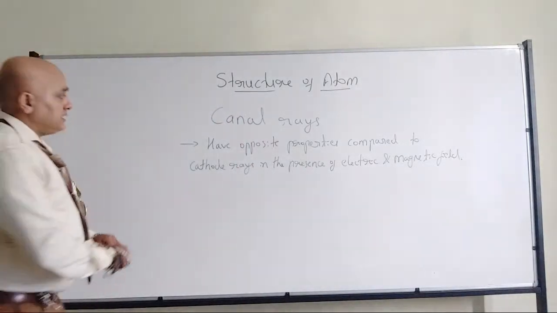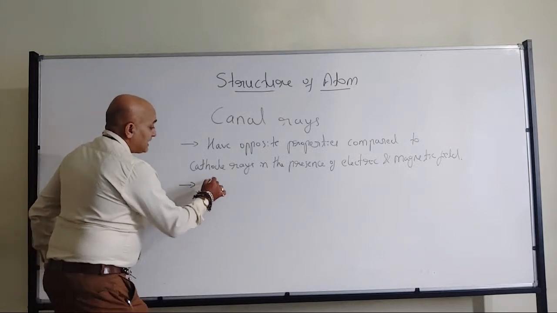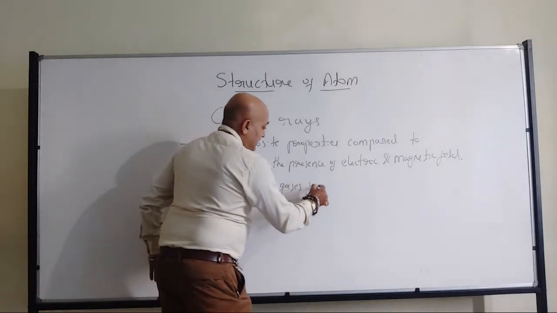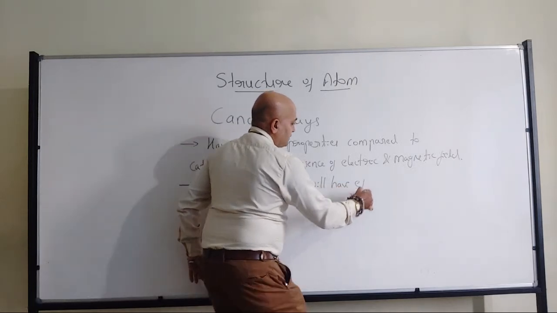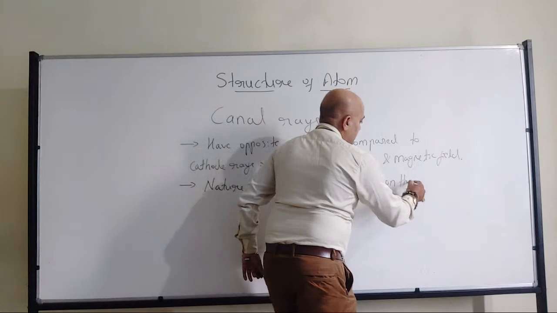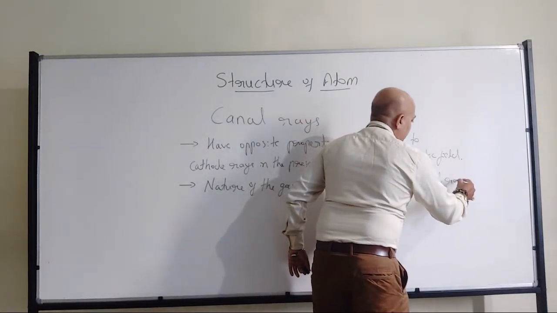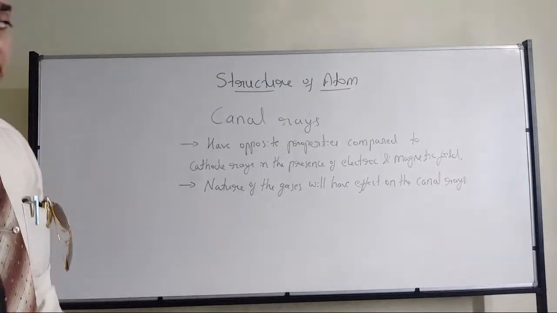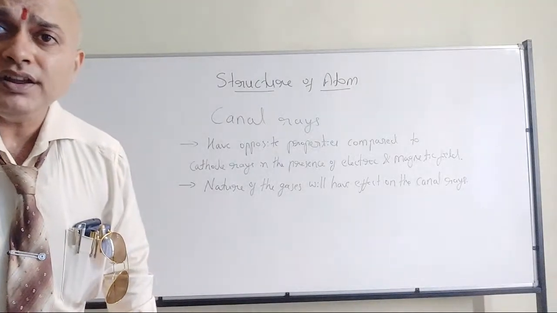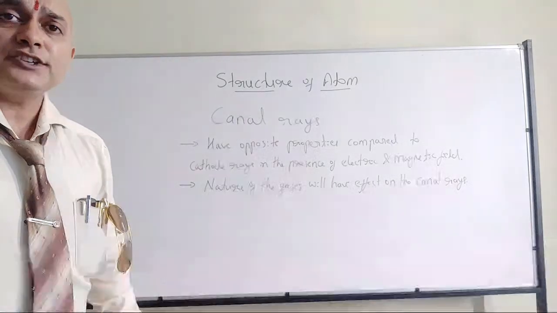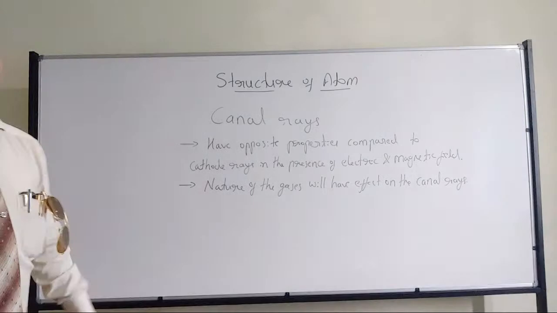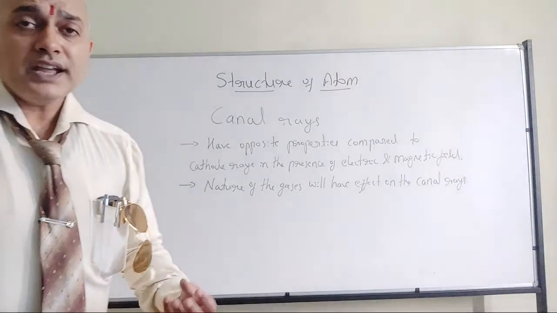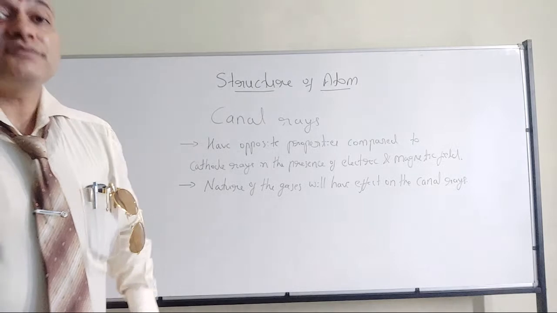Now, a very important point here is that the nature of the gases will have an effect on the canal rays. In the previous case, in cathode rays, I told you they are independent. With any type of gaseous molecules, cathode rays will behave the same. But here I am telling you they have a different pattern. What might be the reason? The reason is very simple.